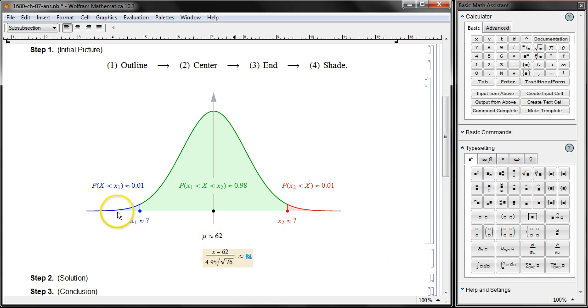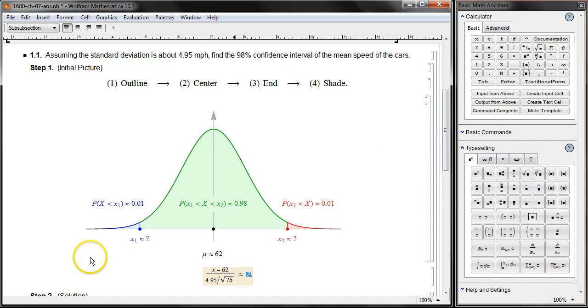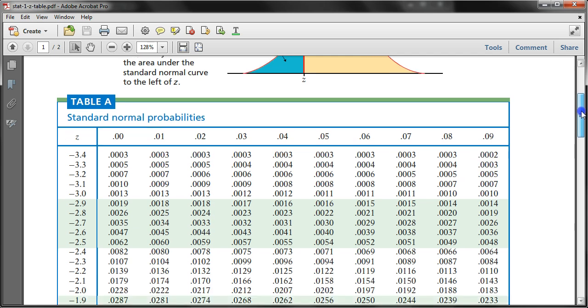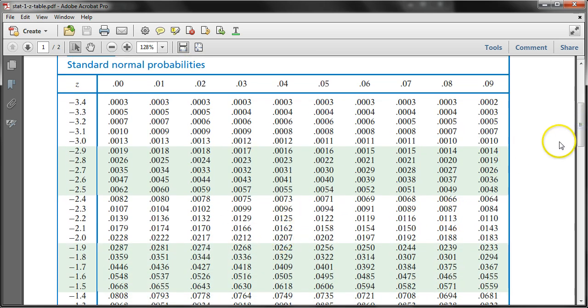Now what is the z-score associated to 1% here? Remember, this is a 98% confidence interval this time, not 95%. So what do you have over here? Let's look at the z-table for 1%, and let's see which number is closest to 1%. Here we go. 0.0099. I think that's closest to 1%, isn't it? The other one is 0.0102. This is closer. So let me take negative 2.33.